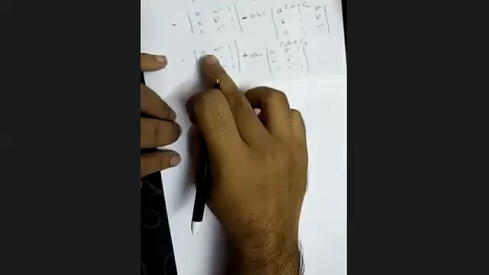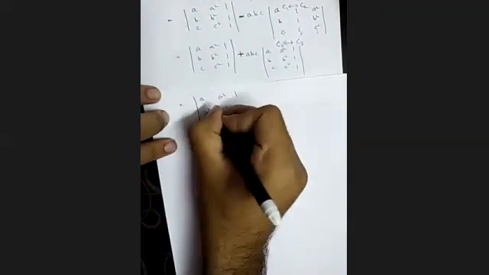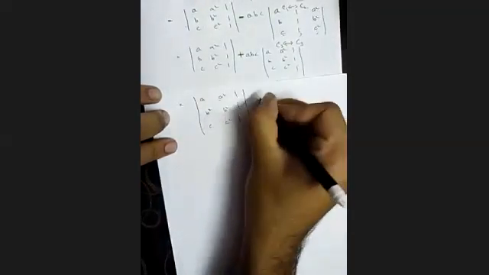Now, if we take A square 1, B square 1, and C square 1 as common from this determinant, what will be left? 1 plus ABC is equal to 0.